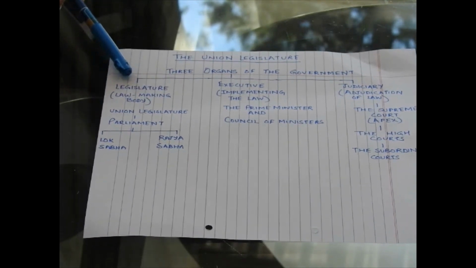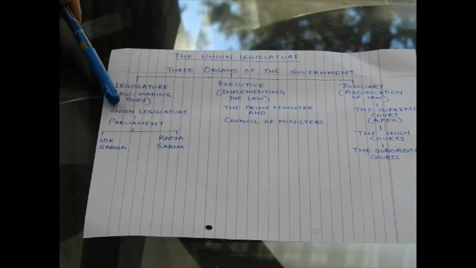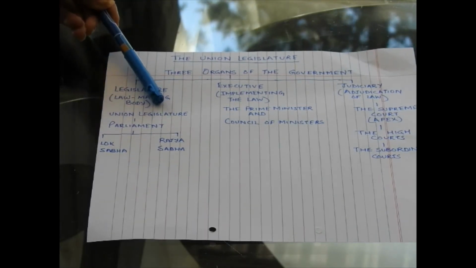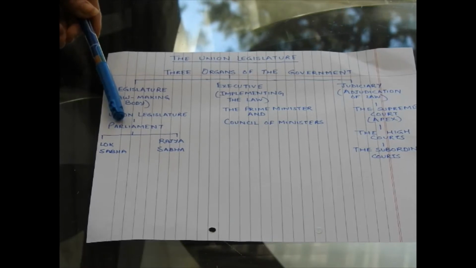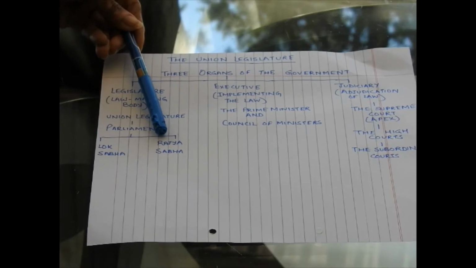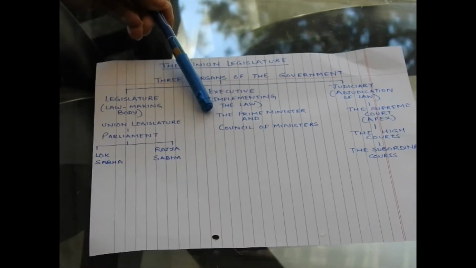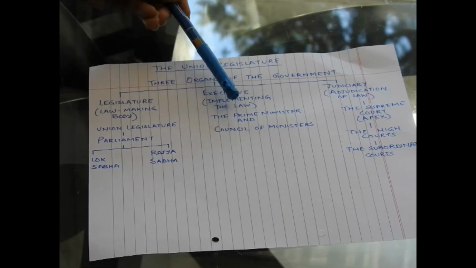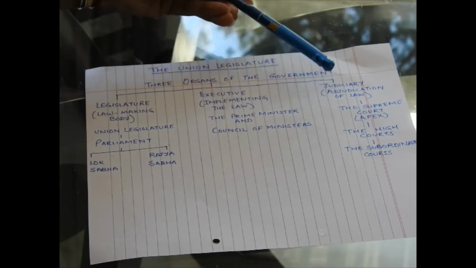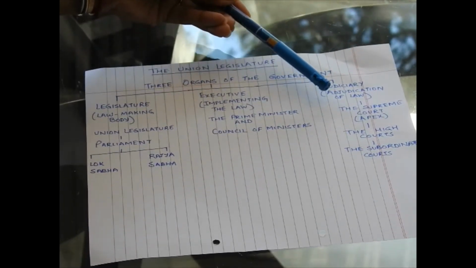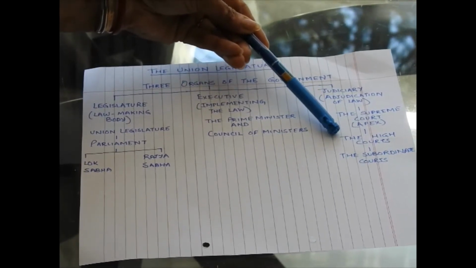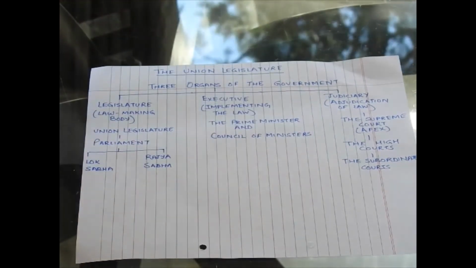In the syllabus of class 10, you have to do the union legislature. Union legislature consists of Parliament, with its two houses, Lok Sabha and Rajya Sabha. Executive consists of the real executive heads of the country, the Prime Minister and the Council of Ministers. Judiciary consists of, at the apex, the Supreme Court. Below the Supreme Court, we have the High Courts and then the subordinate courts.